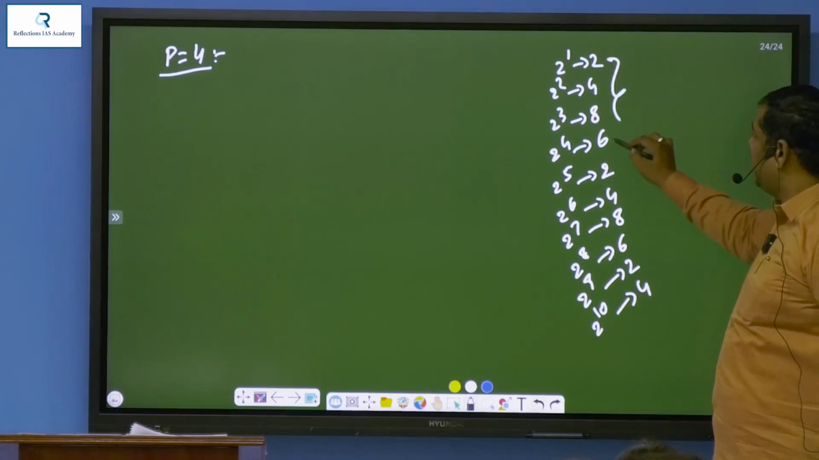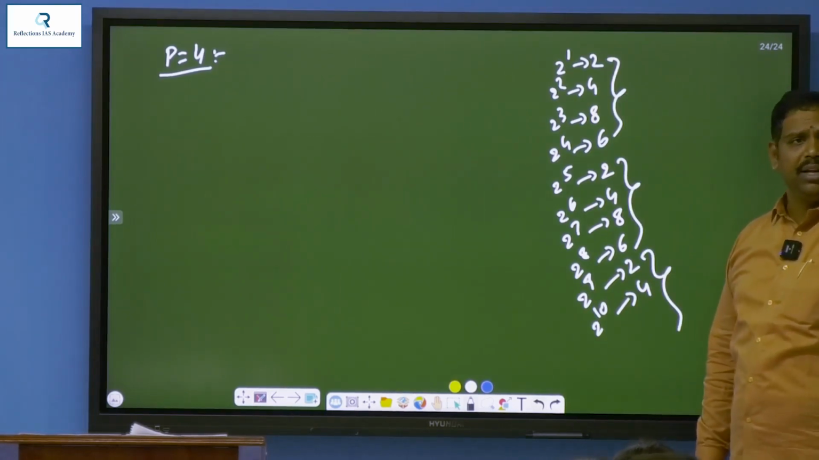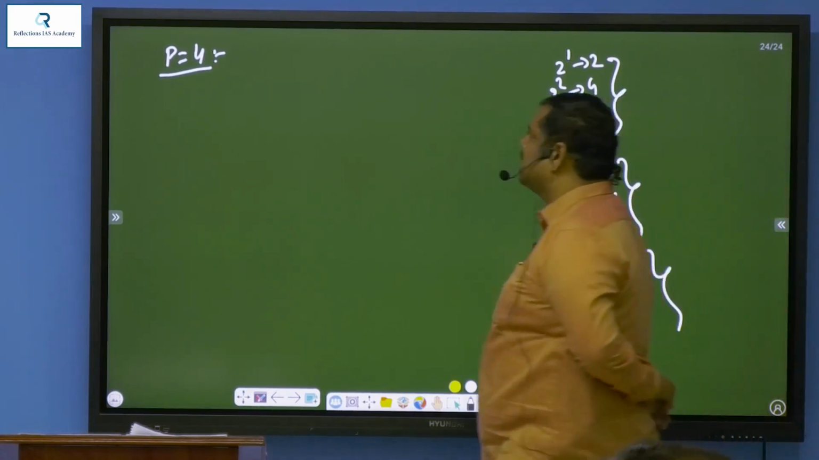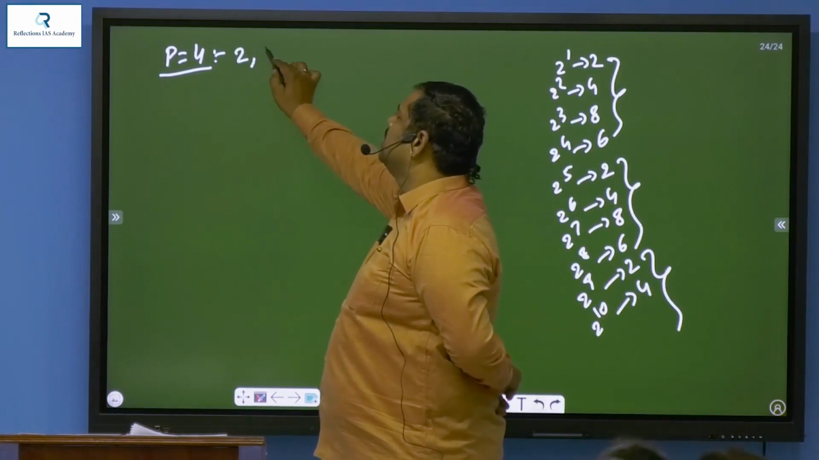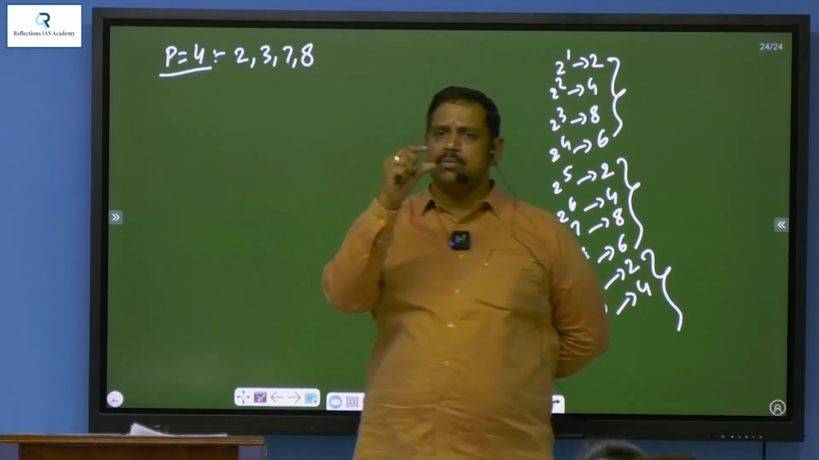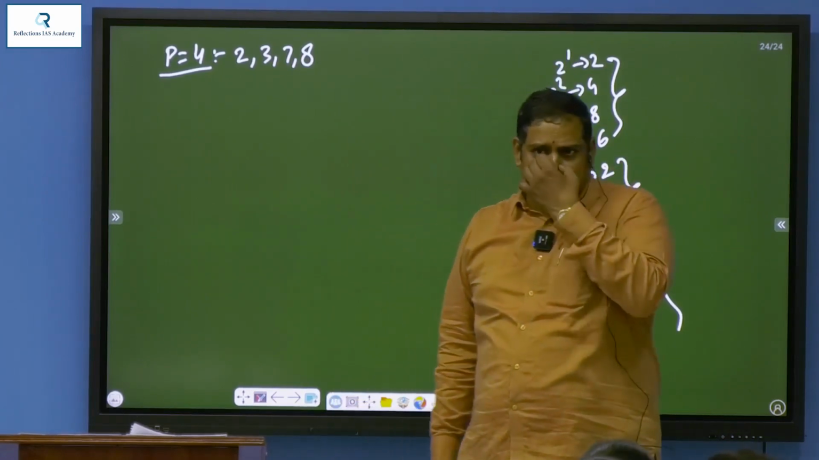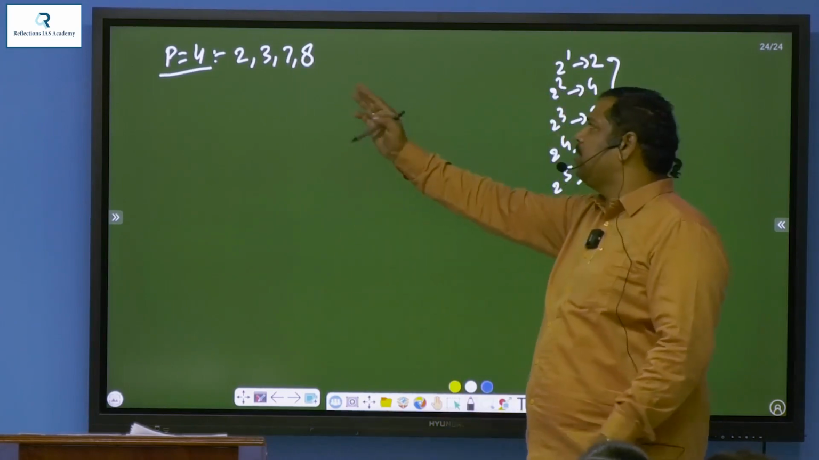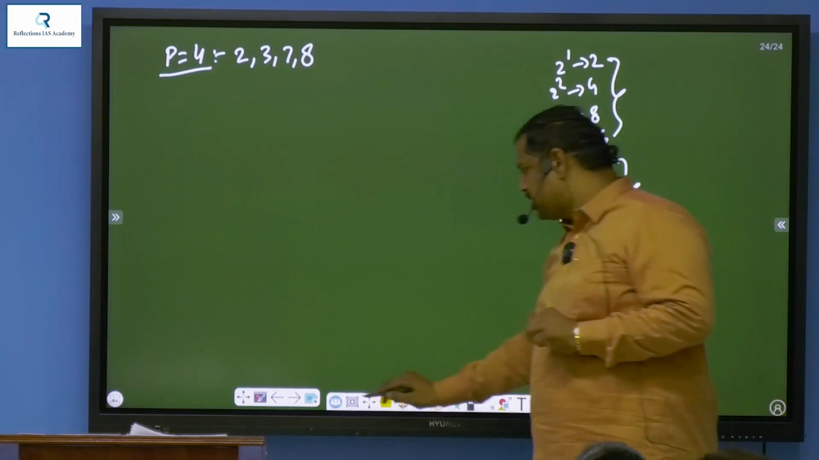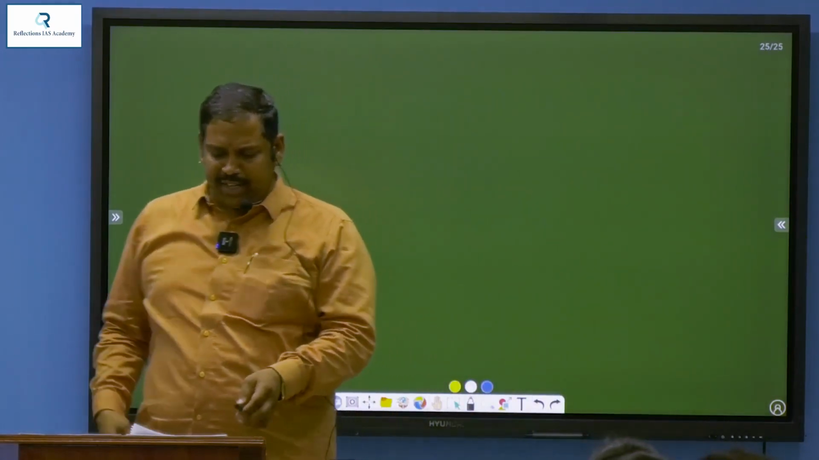Observe 2486, 2486, 2486. They will repeat. After how long are they repeating? 4 times. Right or wrong? Since they are repeating every 4 times, I can say that 2's periodicity is 4. Similarly, 3, 7 and 8. Earlier it was only small so I wrote it, but this time I would have to write 10 times. Okay, it's a waste of time, right? That's why I am writing directly. For the remaining 2, 3, 7 and 8, the periodicity is how much? 4.